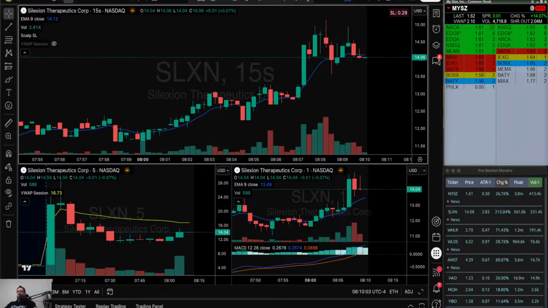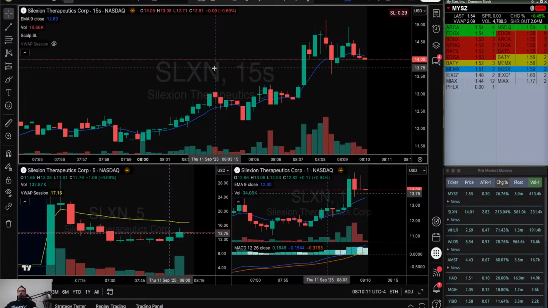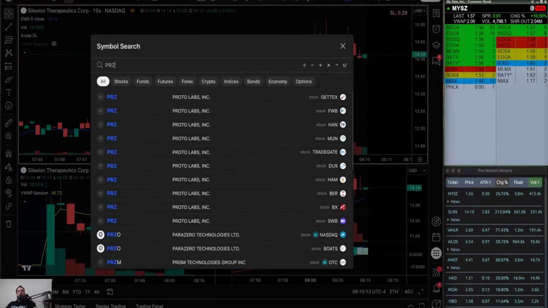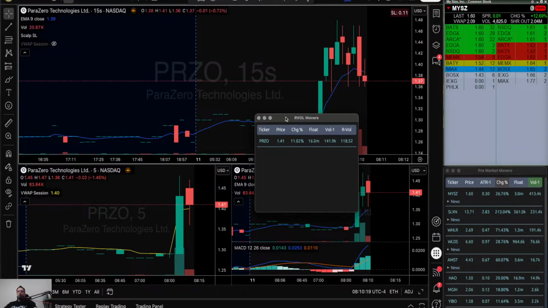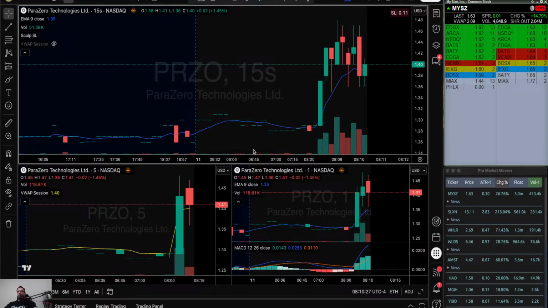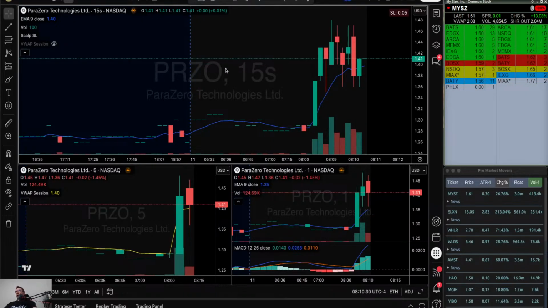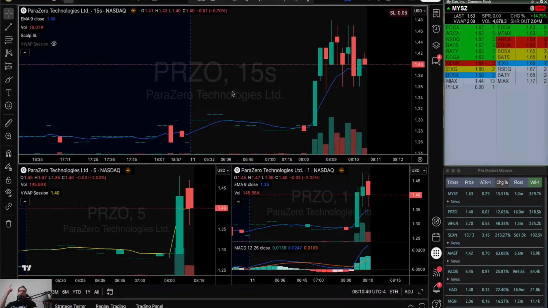We have PRZO that showed up on the RVOL. We've got about 100,000 volume. That's pretty good. 118 RVOL means it's trading 118 times its normal volume. My RVOL is not calculating like most of them do, which I need to change.